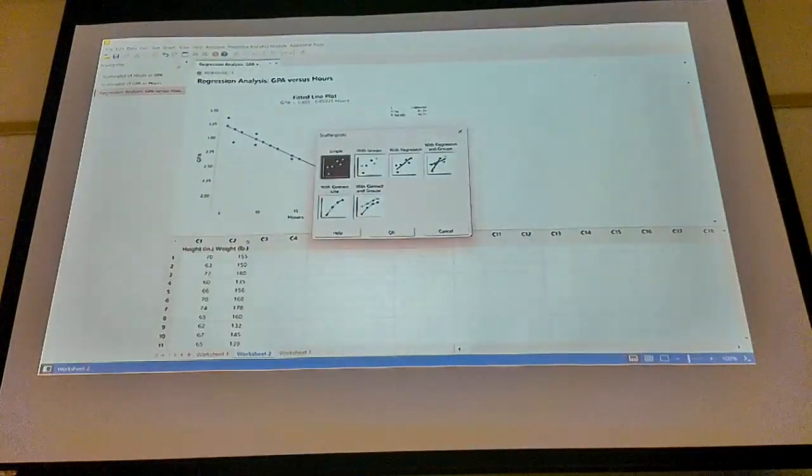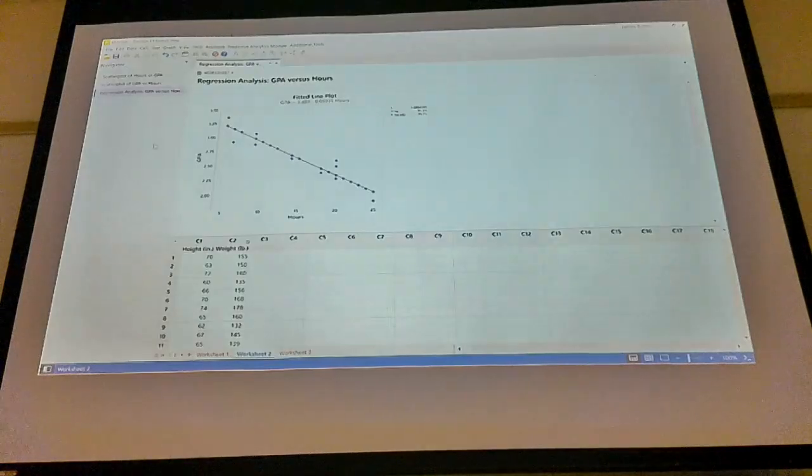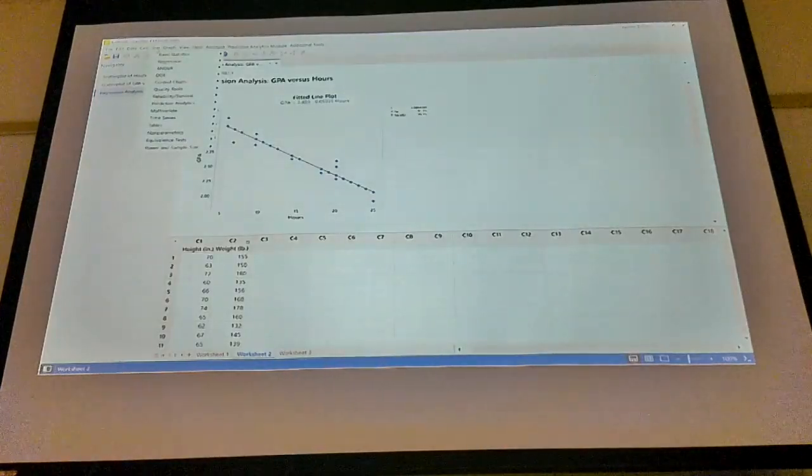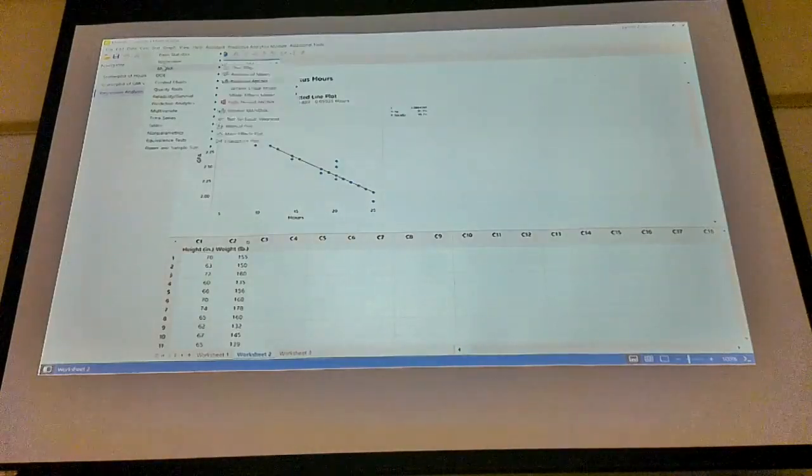That's not going to give us the line. We want the line. Is that going to give you the equation? No, but regression, we'll get there. Regression analysis. Under statistics, regression, and then regression.